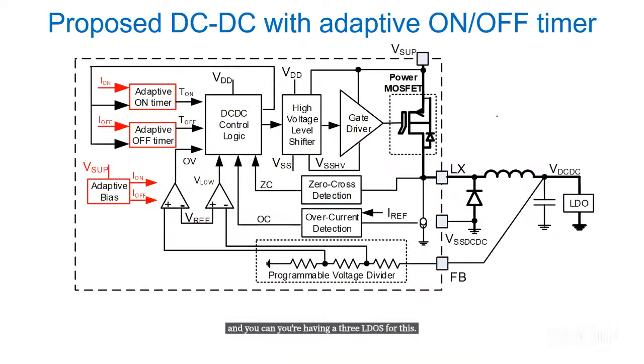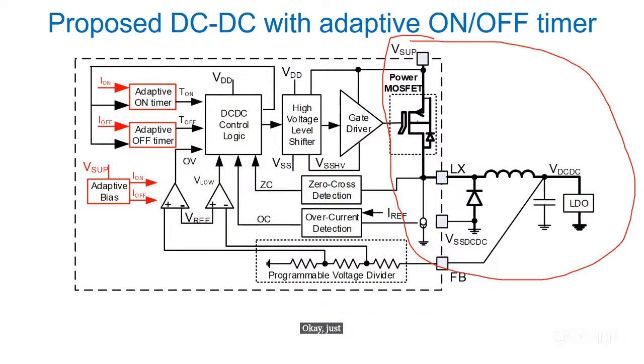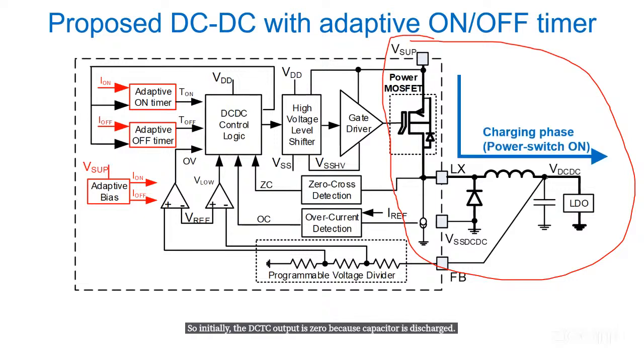With the DC-DC converter, just focus on this part on the output side. Just for a minute, focus only on the output side. All the DC-DC converter does is to identify when to switch off the pass transistor and when to switch it on. Initially the DC-DC output is 0 because the capacitor is discharged. So you would charge the capacitor. This means the power transistor will be turned on.